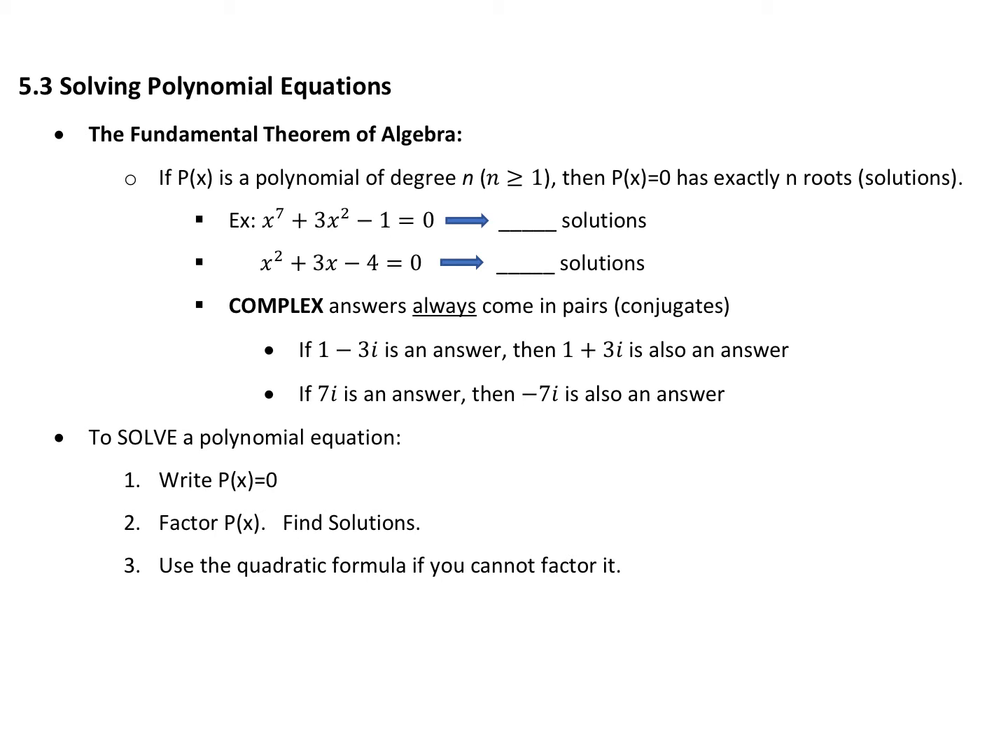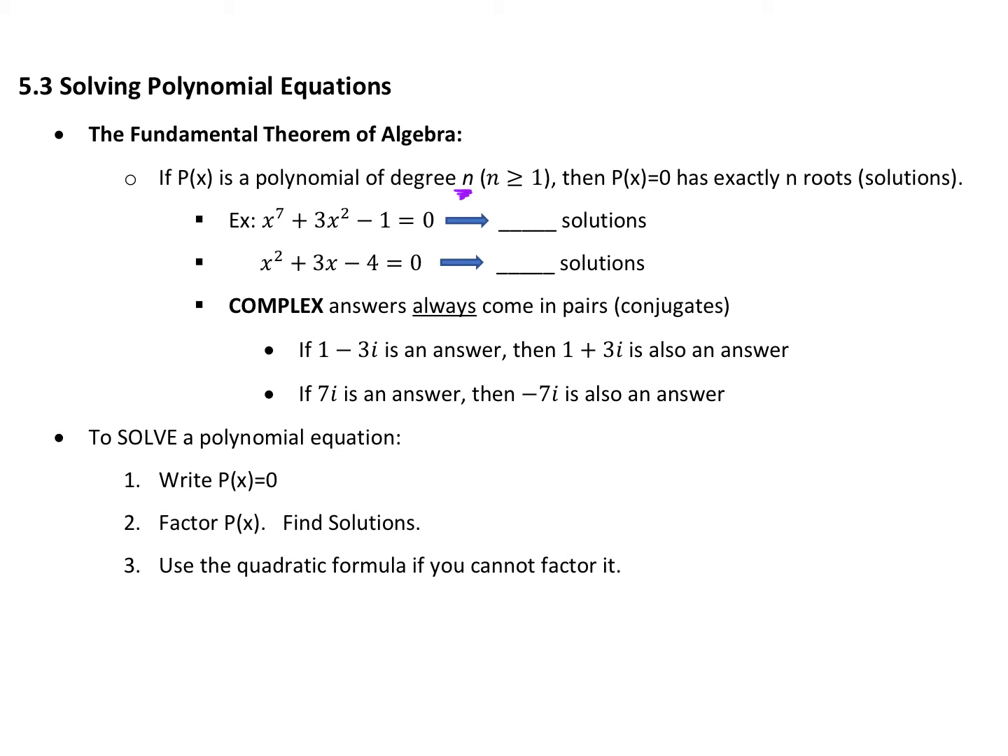We're starting with what's called the fundamental theorem of algebra. A guy named Carl Gauss back in the 1800s came up with this. And it says this: if p of x, so some polynomial, is a polynomial of degree n, where n is greater than or equal to 1. So we're not going to have a negative, we're not going to have a 0 as our degree.